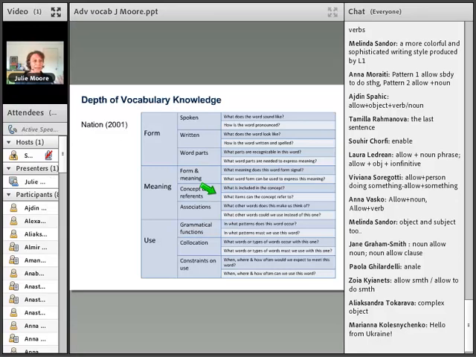So you need to be able to link the form to the meaning. What does this word form signal? If I see the written form P-E-N, or hear the word pen, that's what it's referring to. It's referring to this object. So I can link the word to the meaning. But it's not as simple as just the basic meaning. I also need to understand what is included in this concept. So what can the word pen refer to?